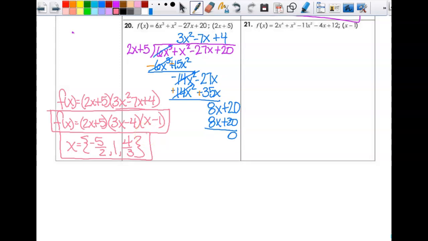All right. What questions you got? We good? Yep. All right, we're going to do the last one together too because something else a little bit different happens here. So can I use synthetic division on this one? Yes, so that's what I want to do. On the outside goes a 1. On the inside, this is a 4th degree and there's 5 terms, so I'm good. So I got 2, 1, -11, -4, and 12.